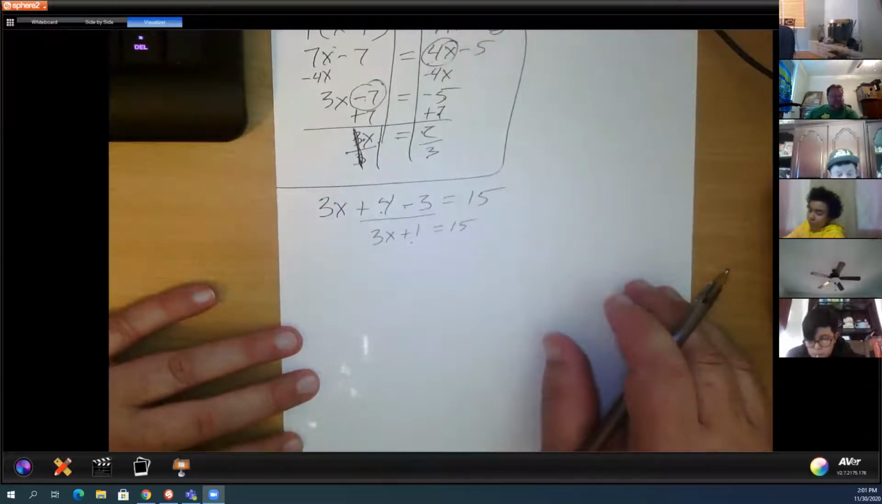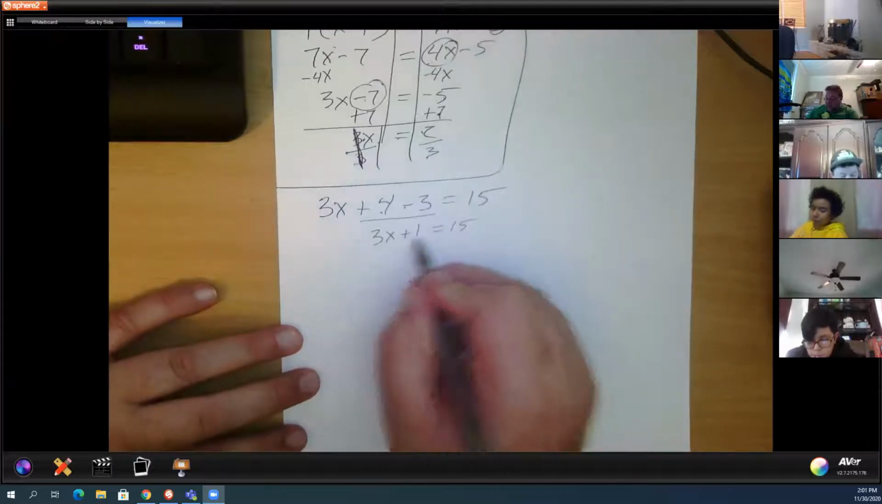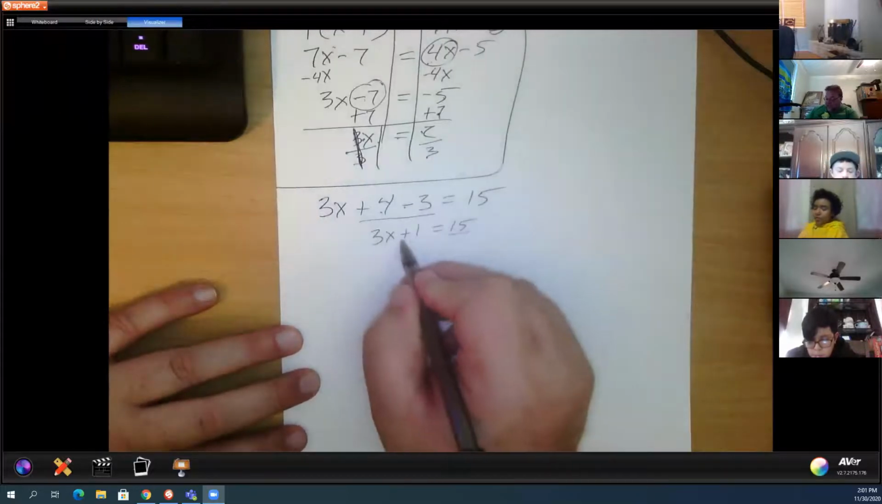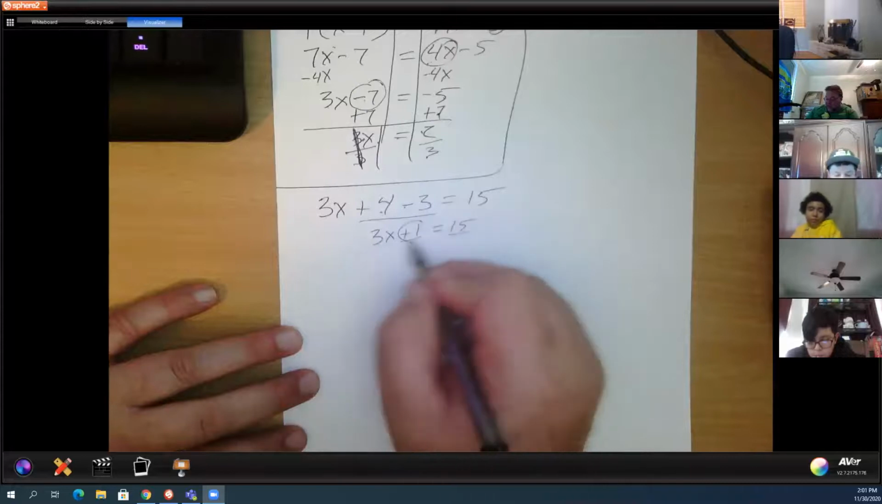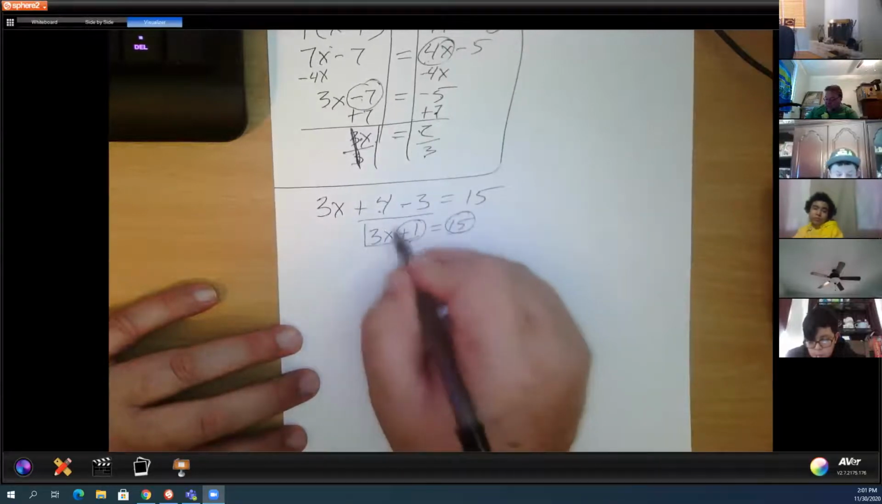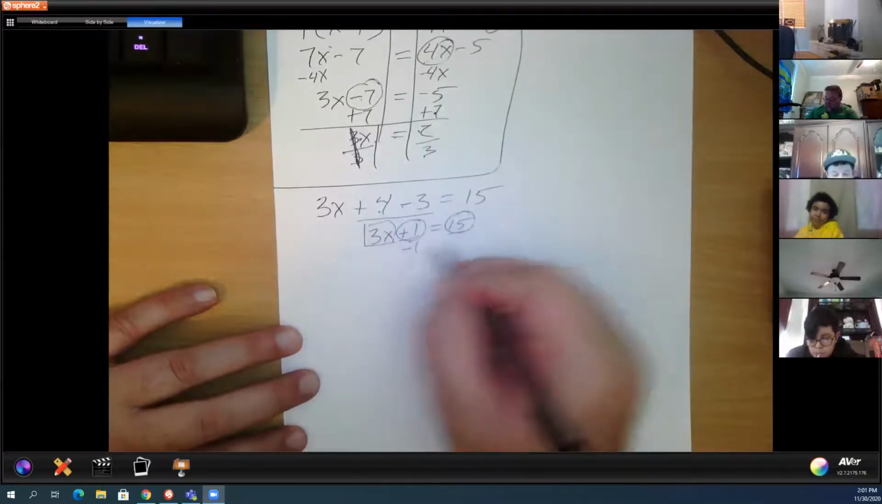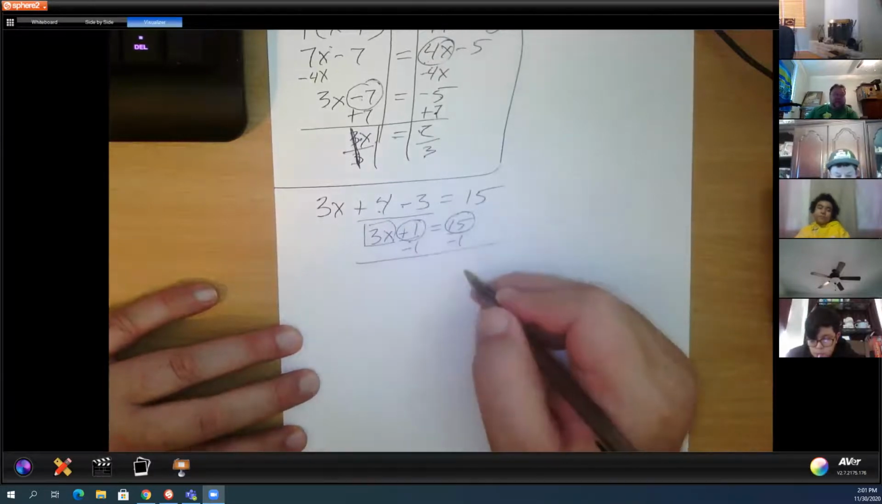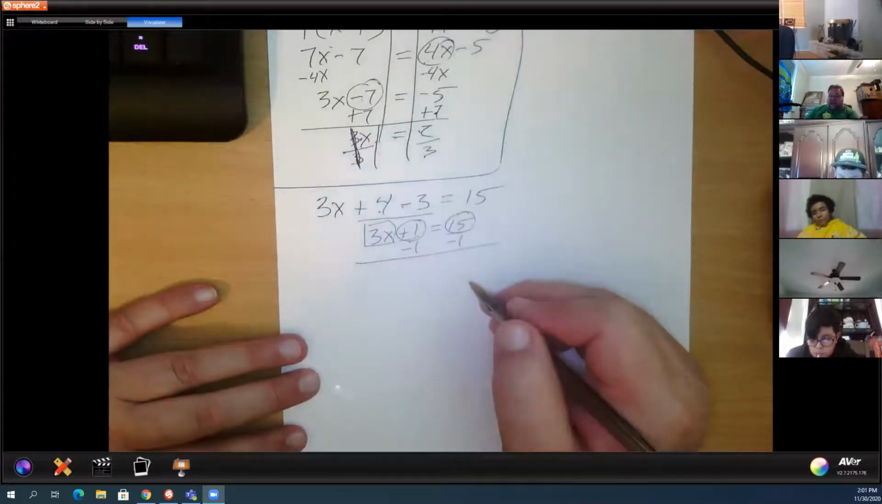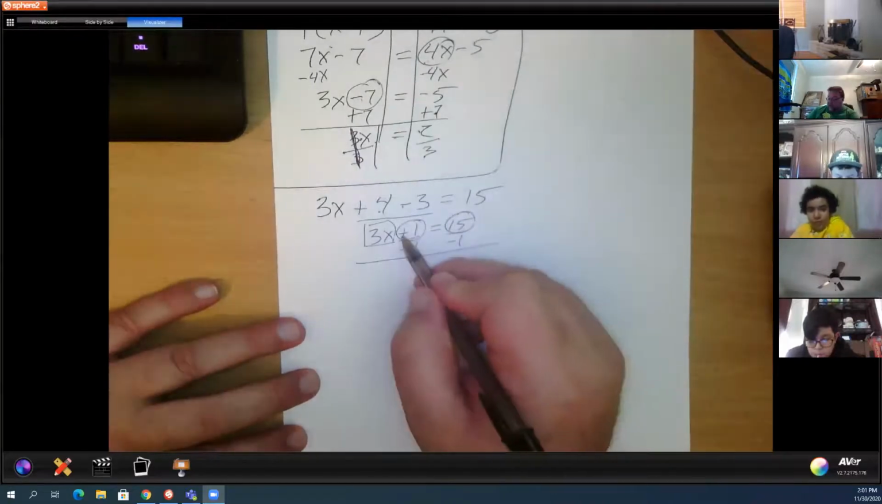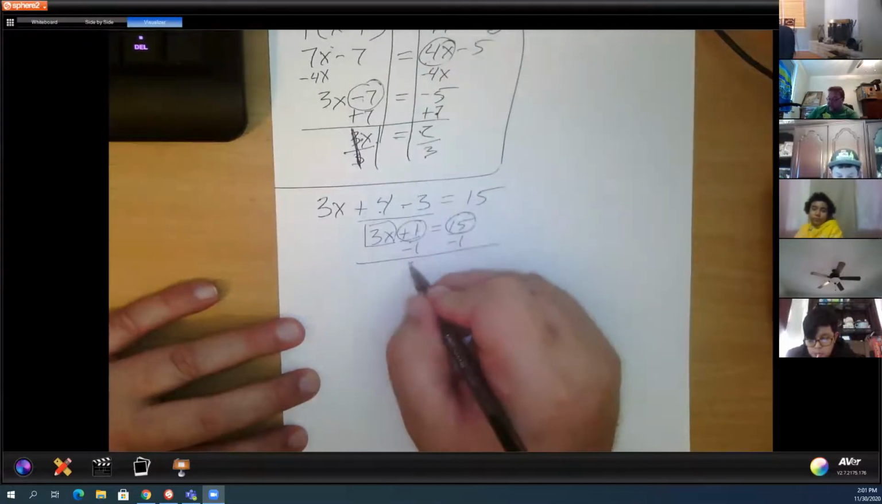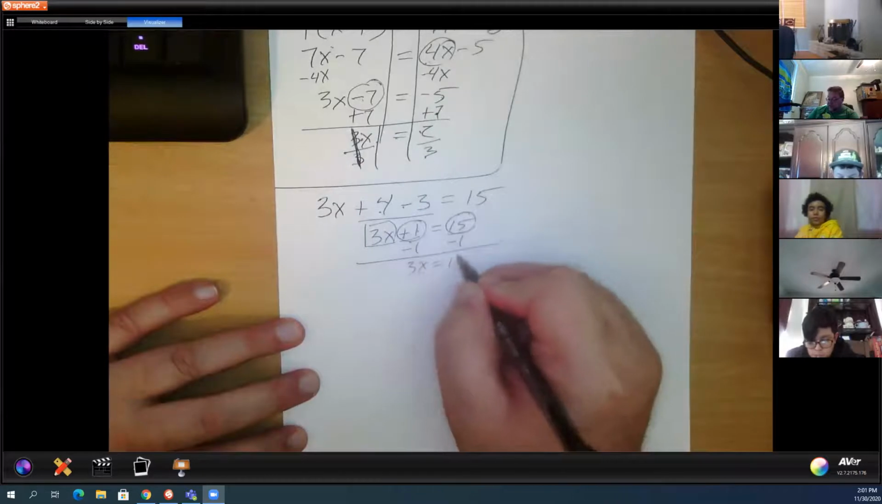It's all good. So now I've got a number on one side and I've got a number and a variable on the other side. Well, I need to get rid of this number. I get rid of it by subtracting it. So I've got +1, I subtract 1. Now I have 3x equals 14.